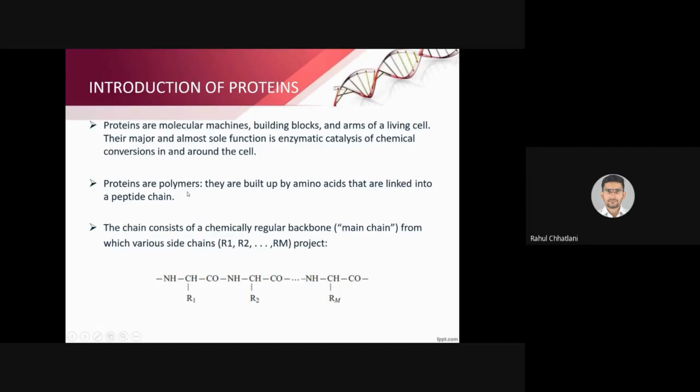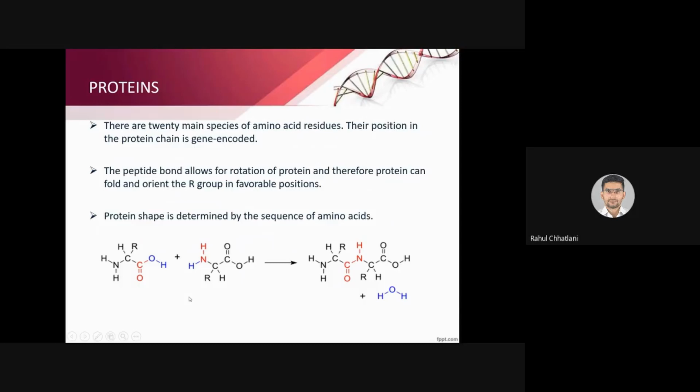Polymers means multiple amino acids will join together and form a peptide bond, and because of this peptide bond there will be one complete protein molecule. But what is important is the NH-CH-CO group, and along with that the side chain will be attached. There are 20 main species of amino acid residues. Their position in the protein chain is gene encoded. You might have learnt about DNA and RNA. Both of these are specifically formed from such amino acids.